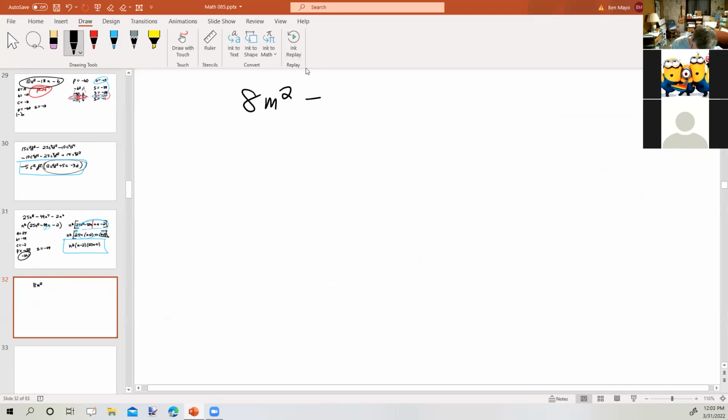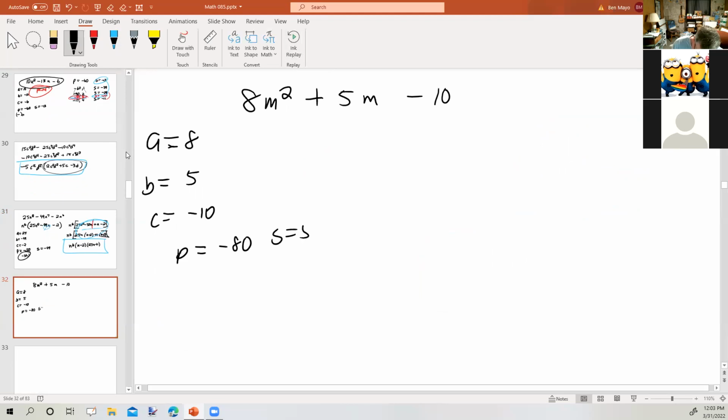8m squared plus 5m minus 10. It's in standard form. There's no greatest common factor. A is 8, B is 5, C is negative 10. The product is negative 80. The sum is 5. To get a negative product, I need one positive number and one negative number. To get a positive sum, the bigger number has to be positive. So we're looking for a big positive, little negative.